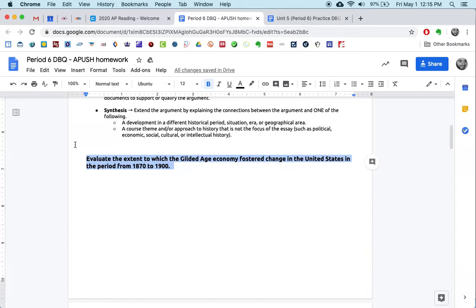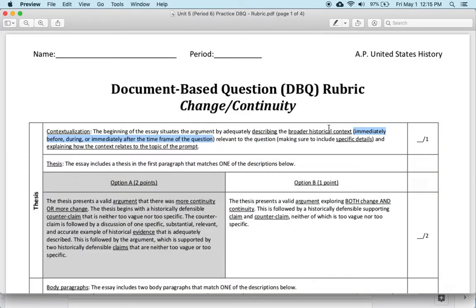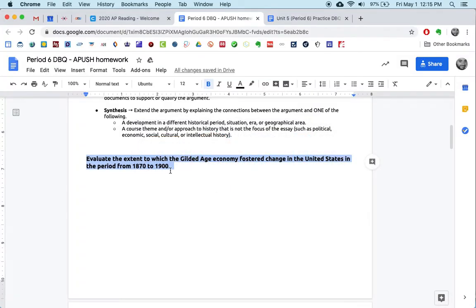So that's the time frame of the question, in other words, this part here. And I can talk about things that happened immediately before that, during that time period, or immediately after. Let's go backwards. So let's say that I wanted to talk about the immediately after. Since the time frame ends in 1900, there's a bunch of things I could talk about. Stuff that happened in the early 20th century. That could include the Progressive Era. You can see how that might be a very plausible, a very reasonable piece of contextualization.